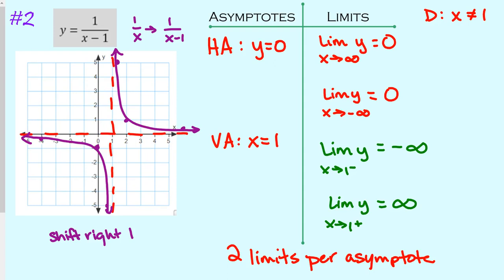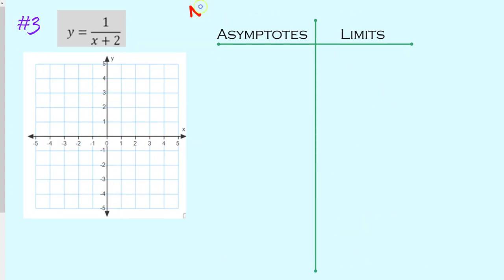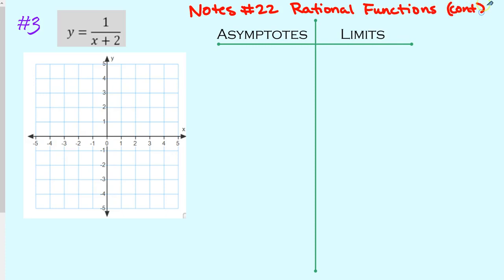So we're going to pick up here with number 3, and this will be notes number 22. Rational functions continued. So now we're going to graph y equals 1 over x plus 2. We can do just what we did last time, which was to think about what y equals 1 over x looks like. And that looks something like this. And then we can use transformations. So in this case, because it's x plus 2, we would shift it 2 to the left.